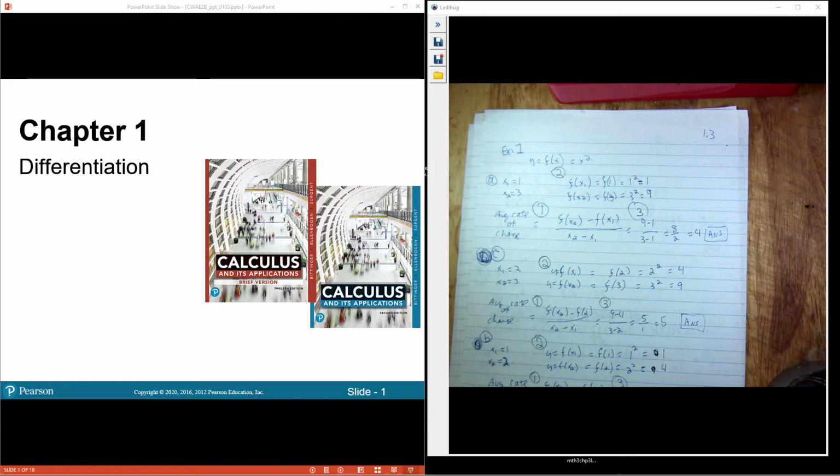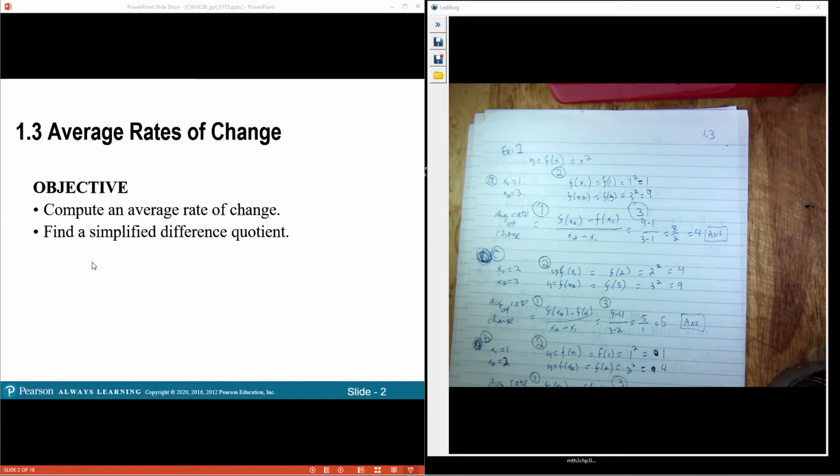Okay, this section deals with differentiation. Chapter 1. Objective: compute an average rate of change and find the simplified difference quotient.